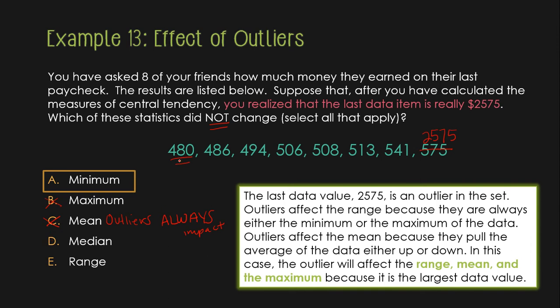And then the range is your minimum to your maximum, and that clearly changed because my maximum value changed as well. So E is not something that stayed the same. But my median is my middle number, and since I just changed my last number, my middle number here still stays the same. So my median doesn't change. Outliers are going to affect the mean, but they're not going to affect the median.